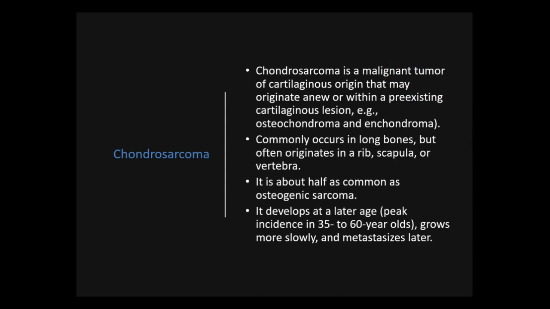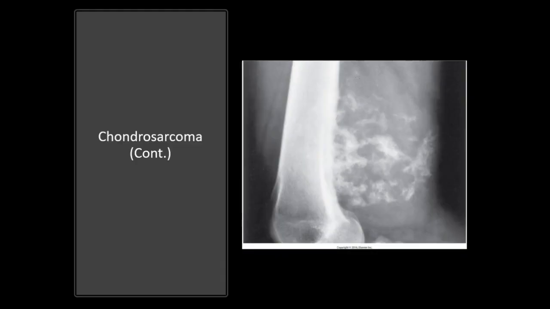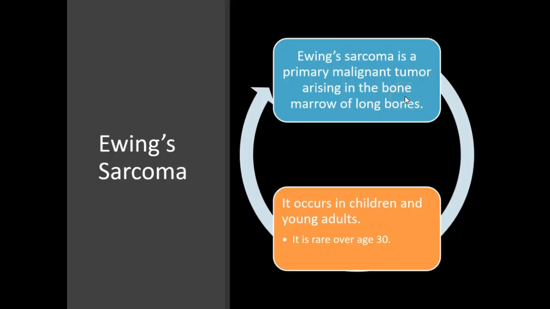Chondrosarcoma is a malignant tumor of cartilaginous origin and may originate anew or within pre-existing cartilaginous lesions. It commonly occurs in long bones, but often originates in ribs, scapula, or the vertebrae. It is about half as common as osteogenic sarcoma. It develops at a later age, peak incidence 35 to 60, and grows more slowly and metastasizes later. So this is what it looks like right here. See this big, huge thing.